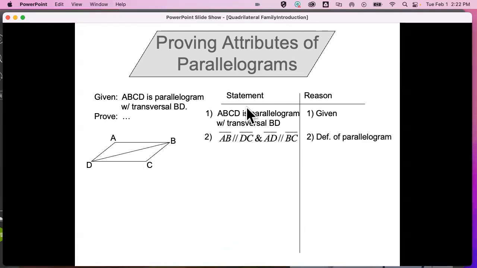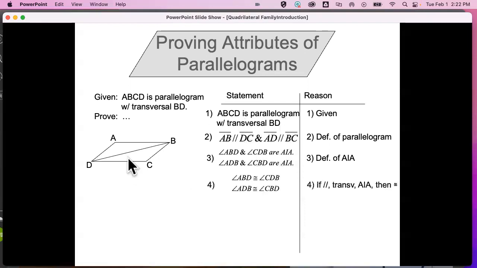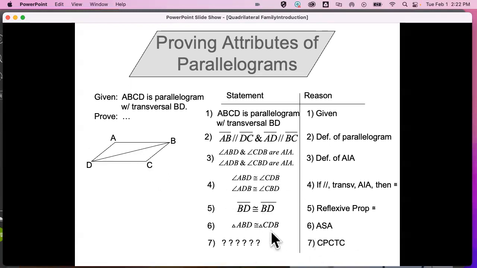Excellent. We can identify that because it's a parallelogram, we have parallel lines. That's what it means to be a parallelogram, the definition. And now we've got parallel, transversal. And so if only we could come up with alternate interior angles, we'd have that trifecta of parallel, transversal, AIA, to say that these angle pairs are congruent. Once these angle pairs are congruent, I can bring in, as Colin suggested, the reflexive here, and then we get two triangles congruent by ASA. Once we demonstrate the triangles are congruent, we can then use CPCTC to make a bunch of other claims.